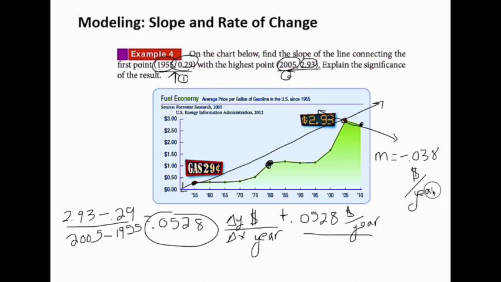Now, because this is negative $0.08 per year, that tells me that it's a decrease in price from 2005 to 2010. And you can visually check that when you look at the slant of that line. That line is slanting down left to right.